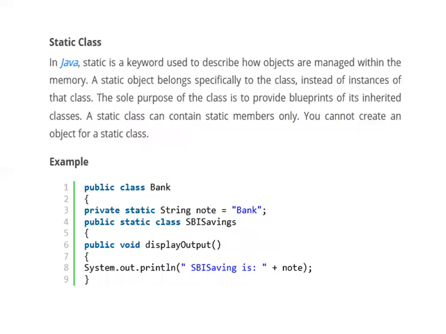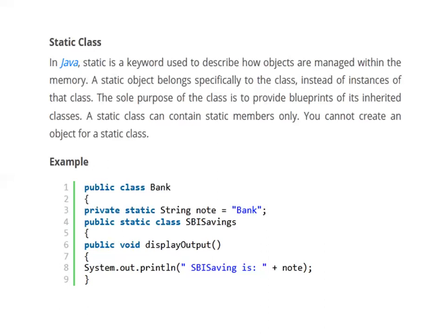Now coming to static. We already discussed static, hope we discussed it, right? Static is a keyword used for how objects are managed within the memory. So what is the major difference between an instance variable and a static variable? Many times we discussed. A static variable we are going to call by using the class. An instance variable is called whenever an object is created. Got it?